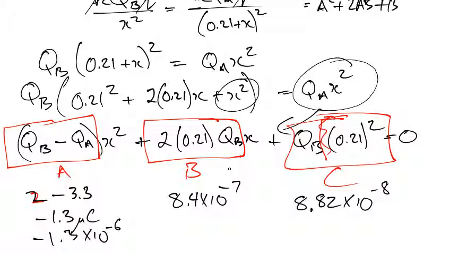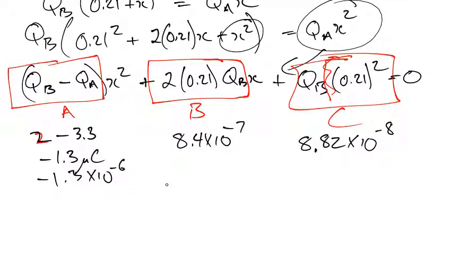So now I have my values. Let's now store this into C. Let's store 8.4 times 10 to the negative 7 into B. And let's store negative, or I should say 1.3 negative EE 6 negative, and let's store that into A. And let's use our quadratic formula solver. And we're going to get two values here.